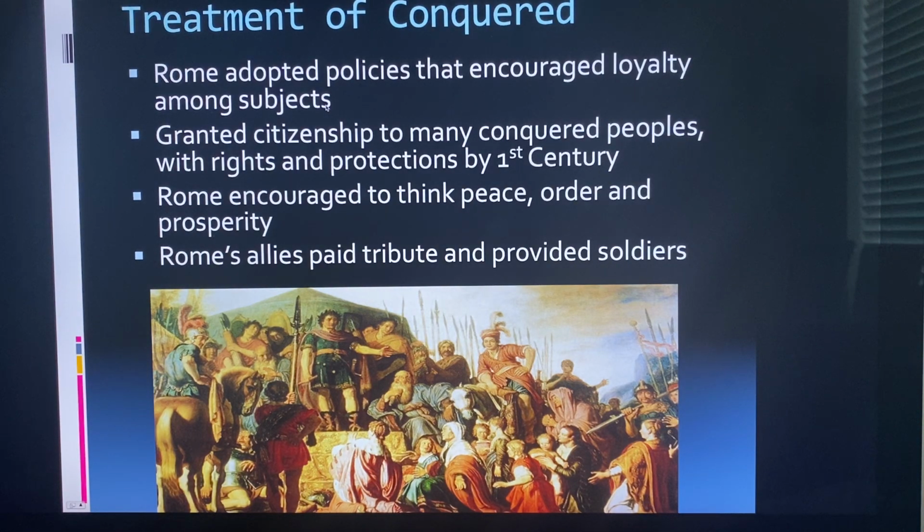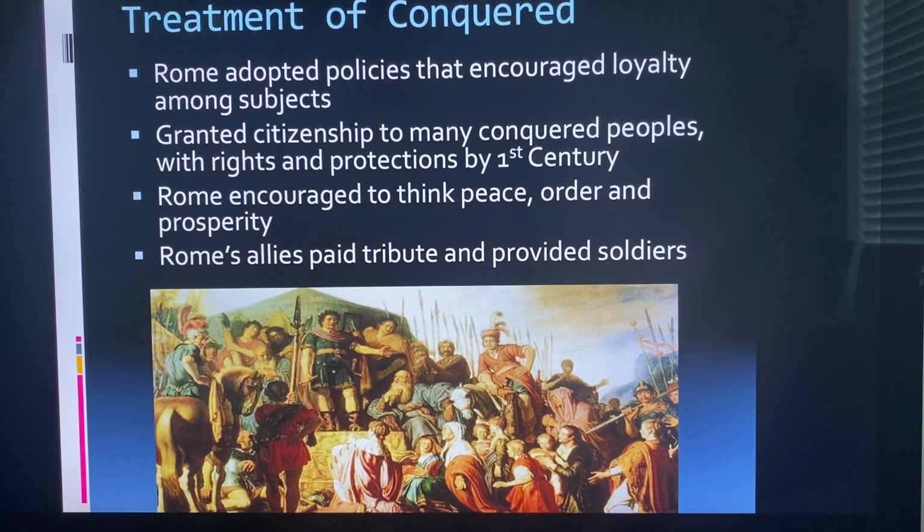How did they treat the conquered? Well, Rome adopted policies that encouraged loyalty among their subjects. So once they conquered, they tried to keep them loyal. Many times they granted citizenship to their conquered peoples and gave them rights and protections, especially by the first century. So Rome encouraged them to think that they'd have peace and order and prosperity so that they would be content and wouldn't revolt, right?